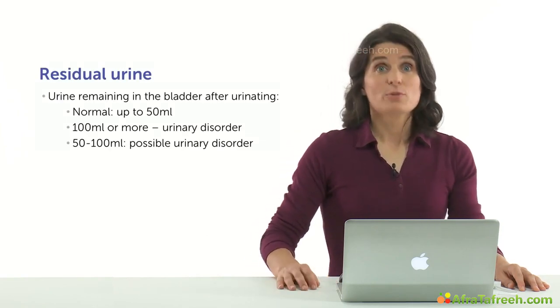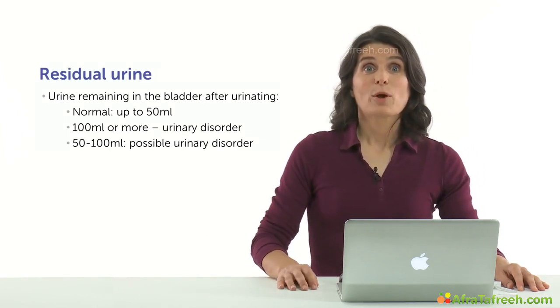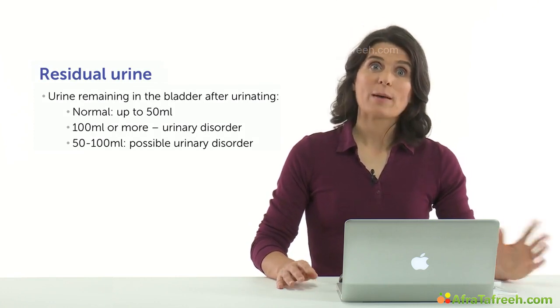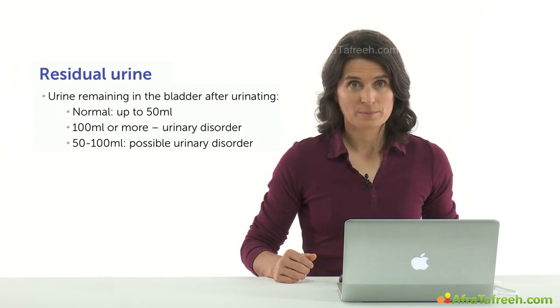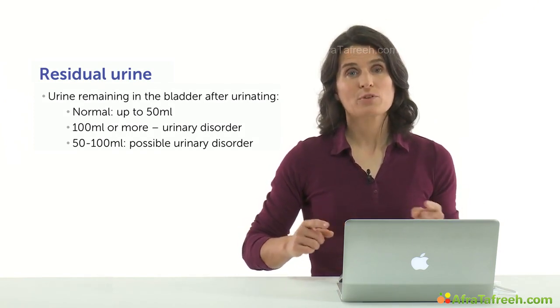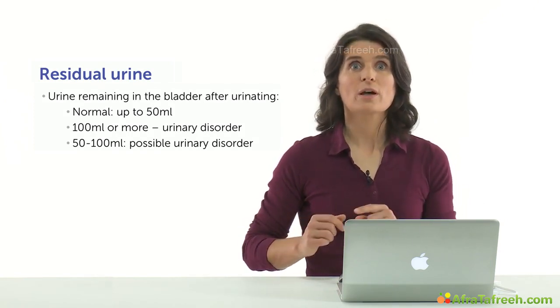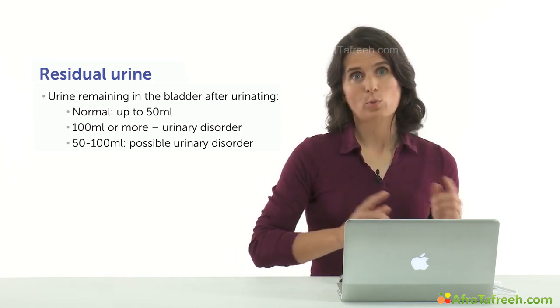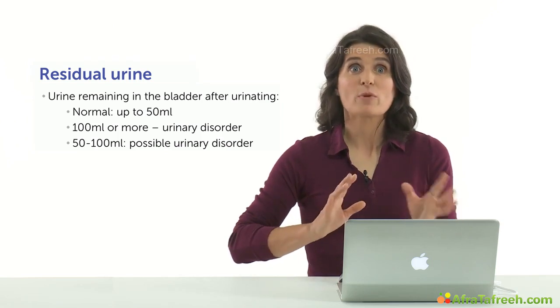To detect and measure residual urine is quite an easy matter also and helps a lot in early detection of urine disorders. Residual urine is defined as the amount of fluid that remains in the bladder after urinating. An amount up to 50 milliliters is normal. Amounts of 100 milliliters or more show a urinary disorder for sure. And amounts between 50 and 100 milliliters are some kind of a gray zone.